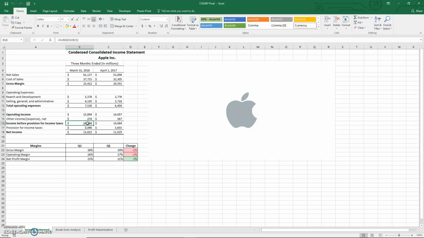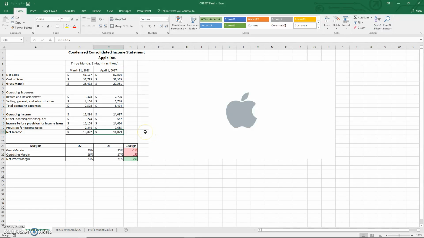Other income or expenses are also subtracted to get our income before provision for income taxes as seen here, which is also known as the EBIT. Once we deduct taxes, we finally arrive at the net income or net loss. In this case, $13,822 for March 31st, 2018 and $11,029 for April 1st, 2017.